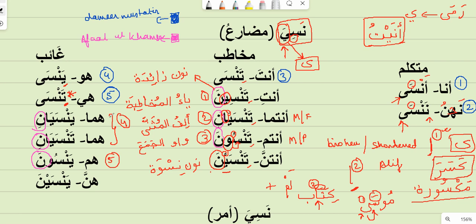Now in ghayab, the dual forms are different for male and female. Why? Because in mukhatib, it is not necessary to make a difference between the feminine and male, because both of them are in front of you. That's why you can use one dual for both of them. But when it comes to ghaib, you have to make the differentiation that you are talking about a male or a feminine, those who are not in front of you. So you have to differentiate between male and female. So that's why we have two duals in ghaib.